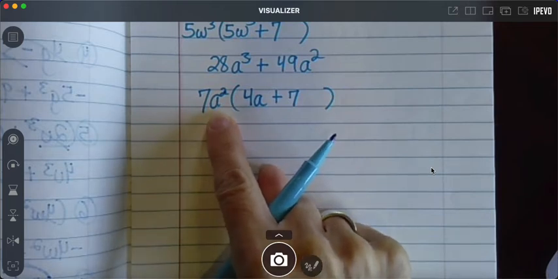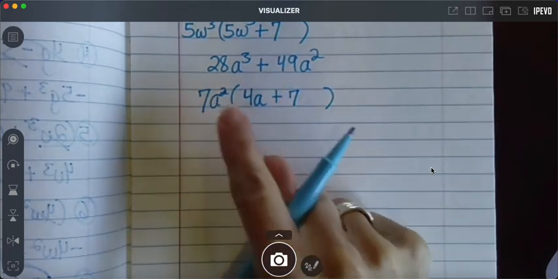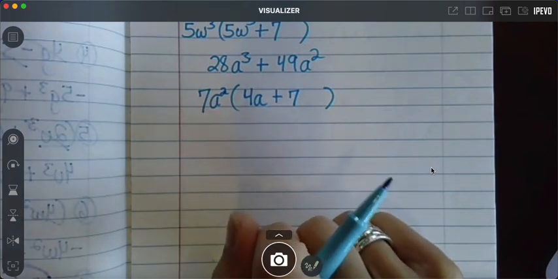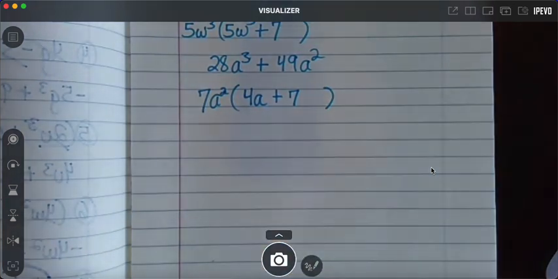Or another way to think of it is, what's 2 minus 2? 0. I'm not going to write any a's on that one. Okay, does that kind of make sense? A little bit better? Okay.